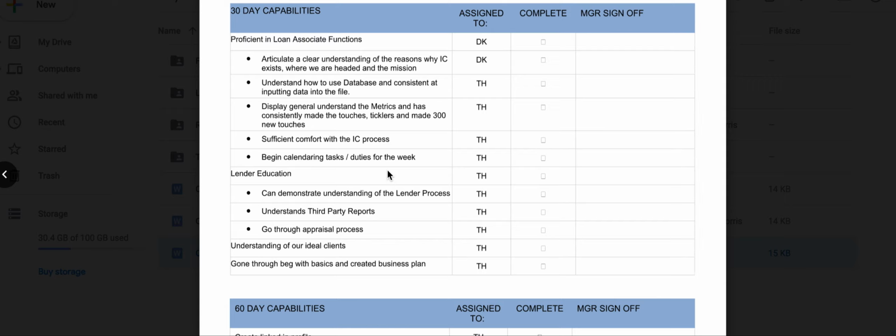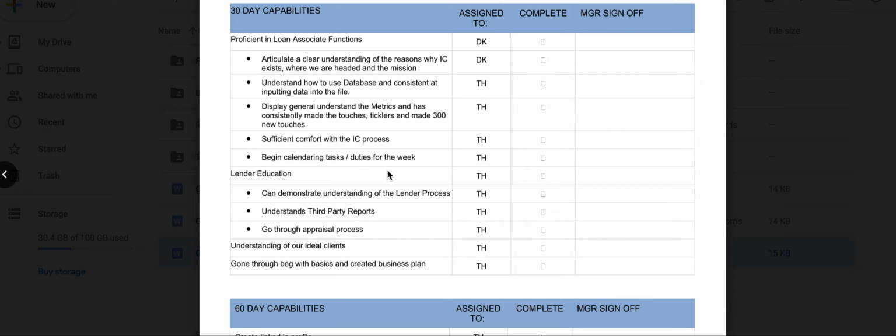Fifth is beginning the calendaring and tasks and duties for the week. Part of your success is making sure that you're time blocking on the calendar, that you're laying things out so that we understand how things are getting done, and that you're intentional is something you'll need to show us as a capability.